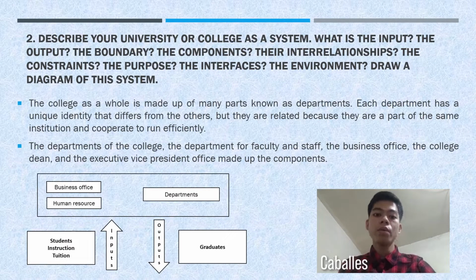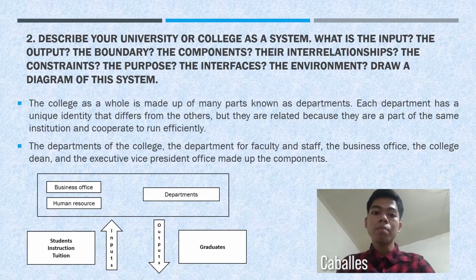The college as a whole is made up of many parts known as departments. Each department has a unique identity that differs from the others, but they are related because they are part of the same institution and cooperate to run efficiently. Graduate students are the outputs, with prospective students being the inputs. The boundaries are set by the school standards, which include requirements for appropriate attire and identification as a Pamantasan ng Kabuyao student, distinct from students of other schools.